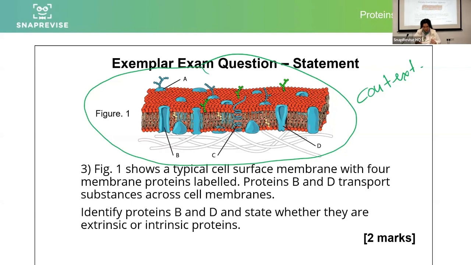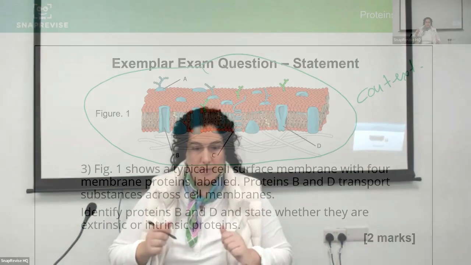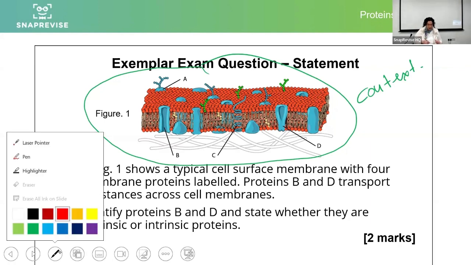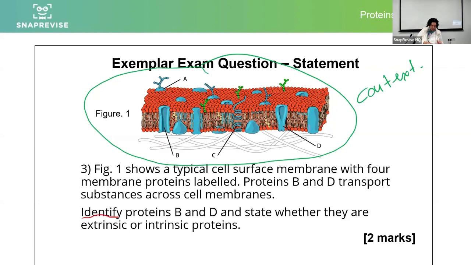Identify proteins. This is my command word here, of course. This is the entire diagram, and this description is our context. So our command word here, of course, is going to be identify and state whether they are extrinsic or intrinsic proteins. So that'll be my direction here. And it's only a 2 marker, so that's going to be a relatively straightforward answer.